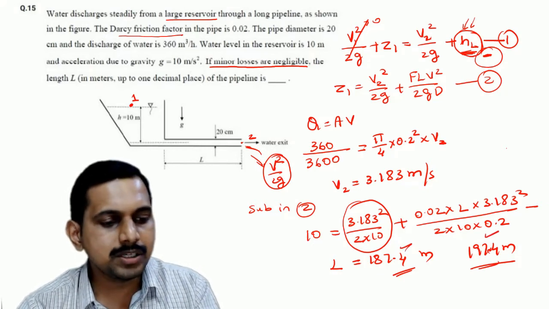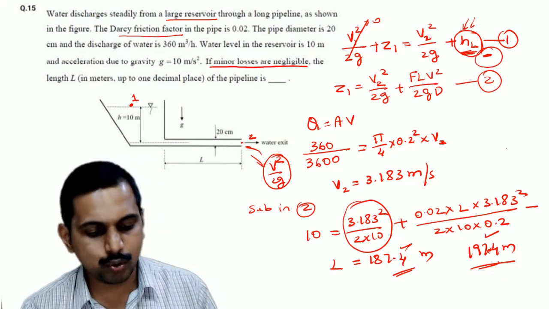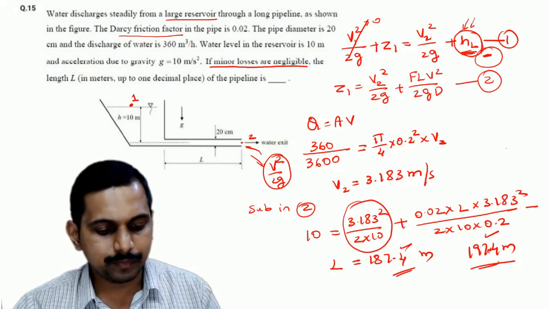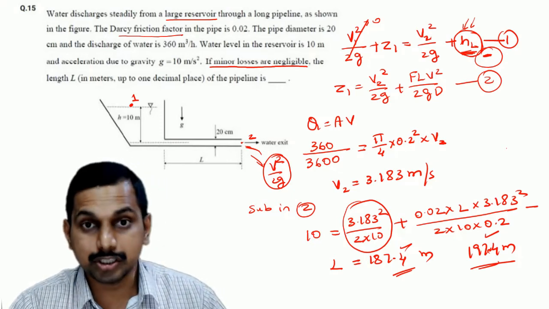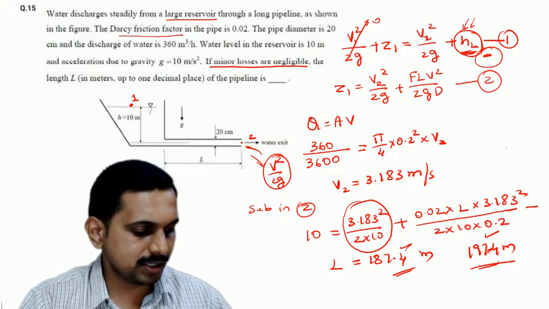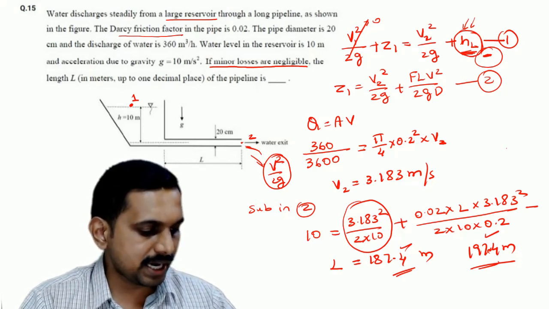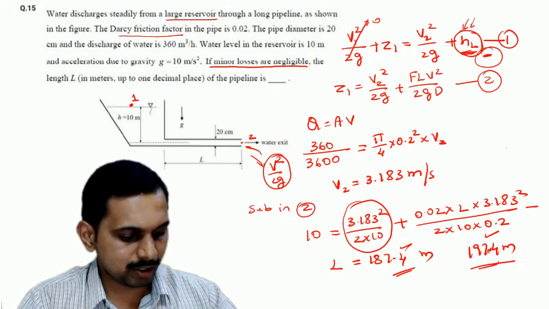Now what I did was I went to S.K. Som's book, and in S.K. Som's fluid mechanics book I am going to read out what he said for minor losses or exit losses. Okay, so let us understand. I am not claiming anything, but let us understand what S.K. Som has told about minor losses.